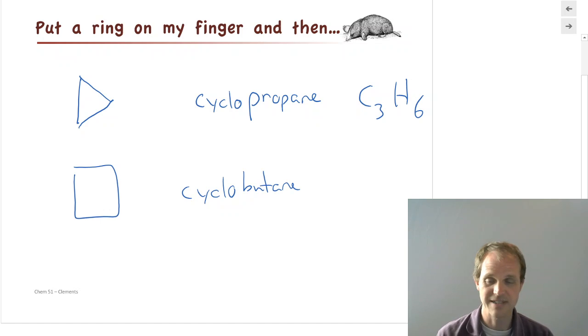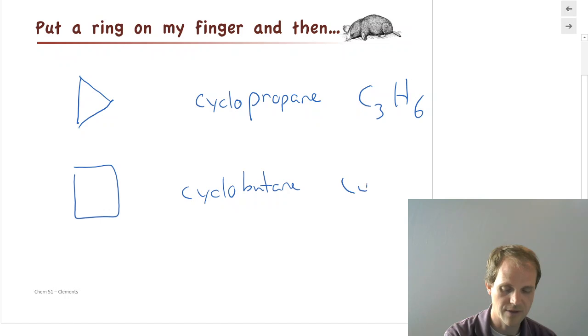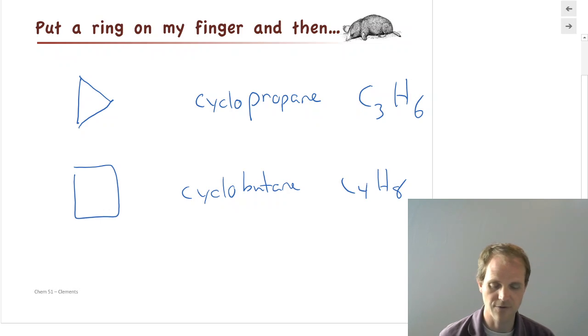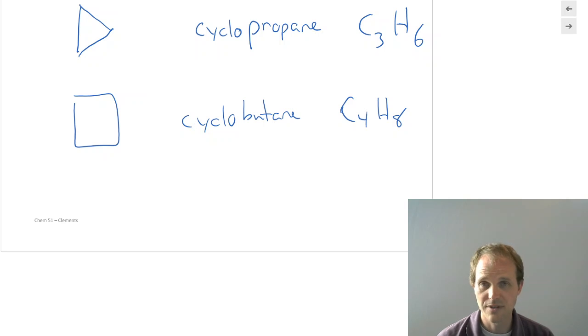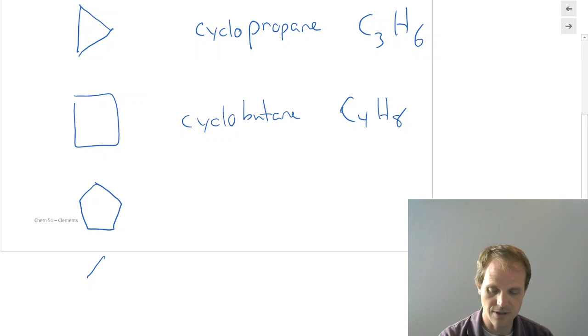Right? It's exactly the same. Butane tells us 4, the cyclo tells us in the ring, and we could figure out the formula of this is C4H8 if we wanted to. I'm not going to do all of them. Right? We don't run across too many that are larger than 6, although you absolutely still do.